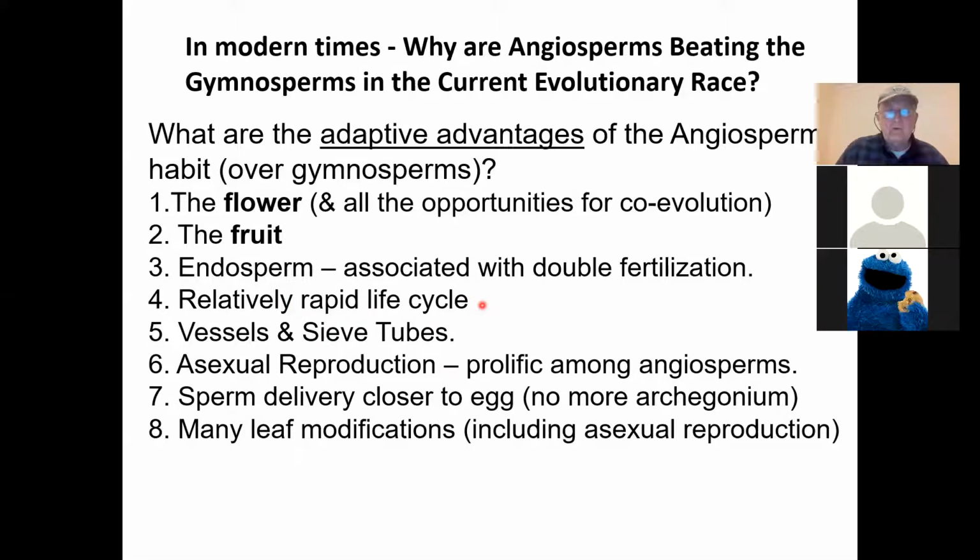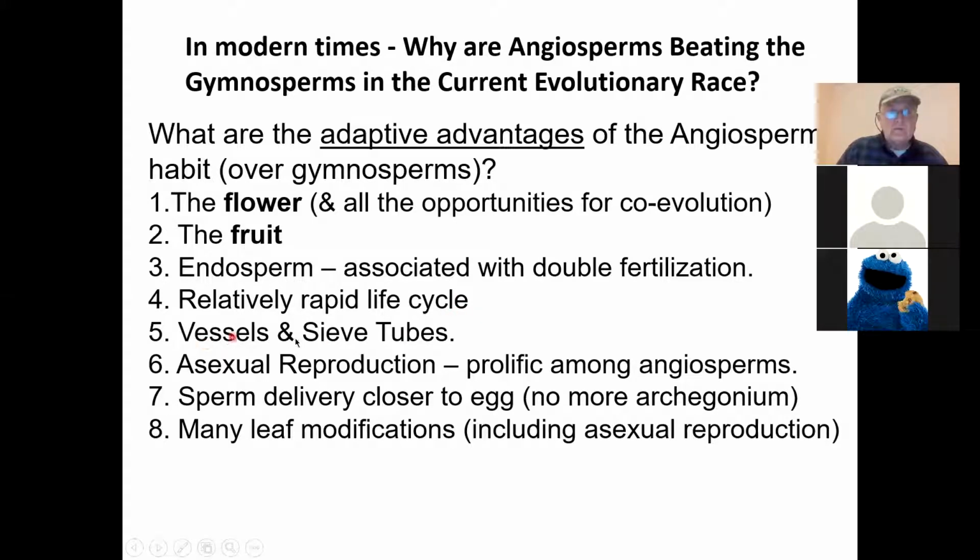Relatively rapid life cycle, guess what? A pine tree takes 2 years to go through its reproductive cycle. Now, juniper is a conifer too. It goes through in 1 year. I believe it. I'm pretty sure about that. But the pine takes 2 years to go through a cycle. An angiosperm can go through a cycle within 1 year. So what I'm saying is, which one of those has a better chance of shuffling the genetic deck more often? And that's the angiosperms. So the chances for variation are greater when you reproduce more often.